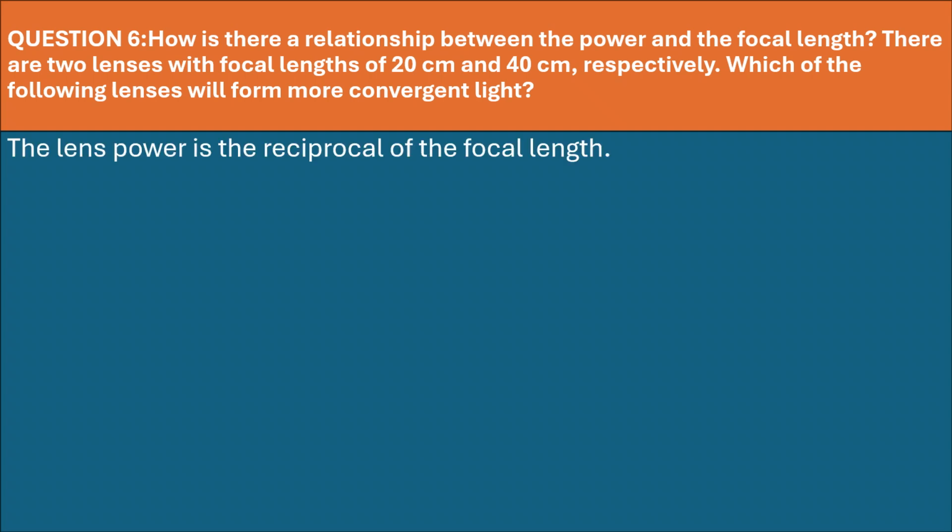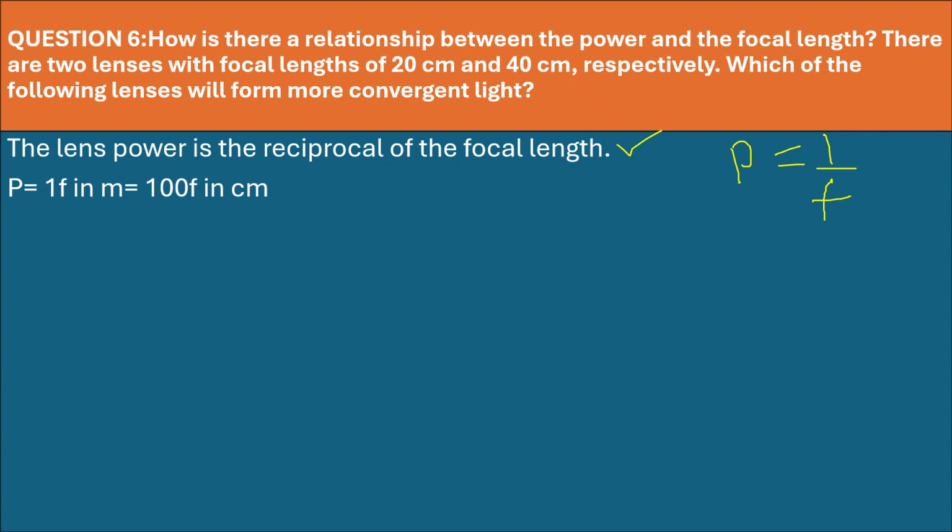Now, the lens power is what? It is the reciprocal of the focal length. Please remember this when we are talking about power. It is the reciprocal of what? The reciprocal of focal length. So here, whatever is mentioned, we'll write it down.